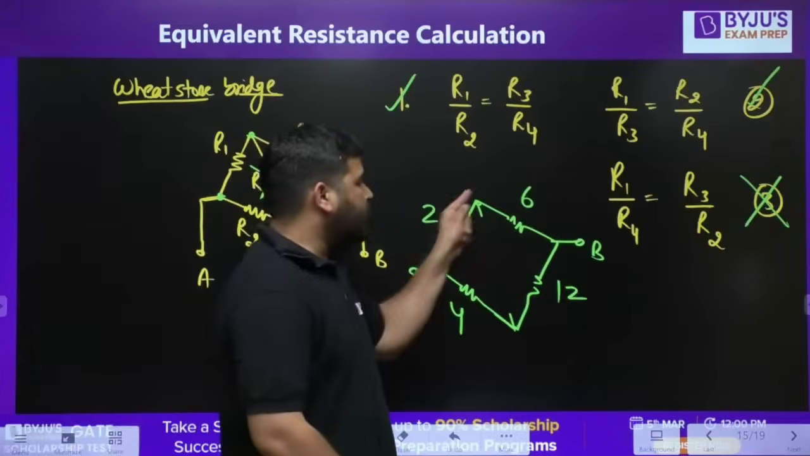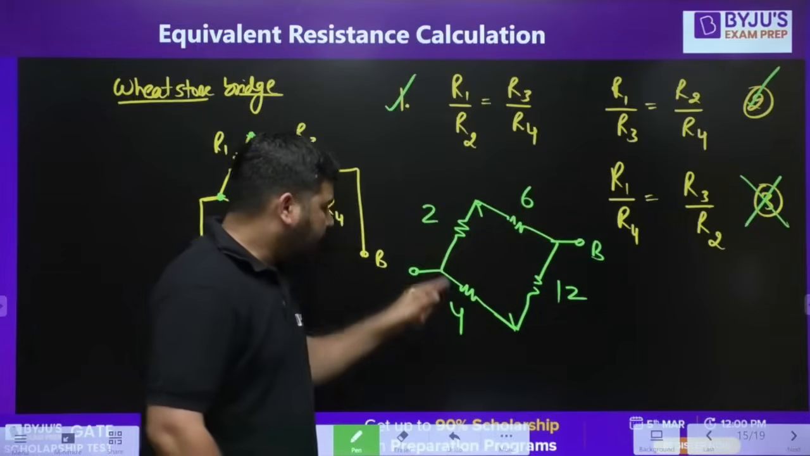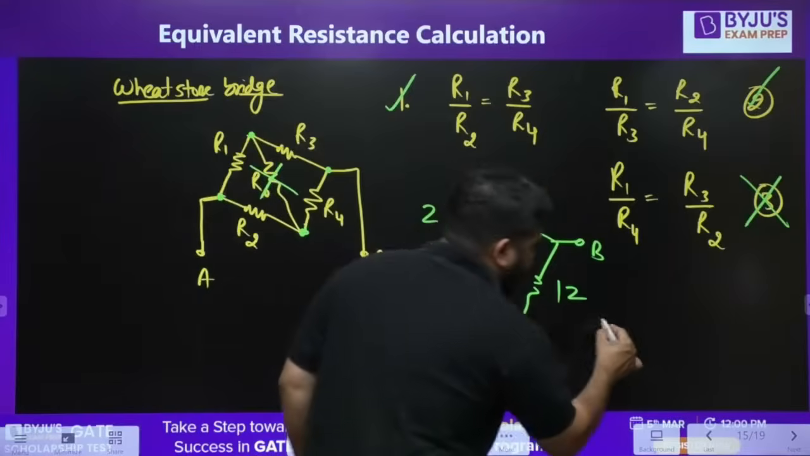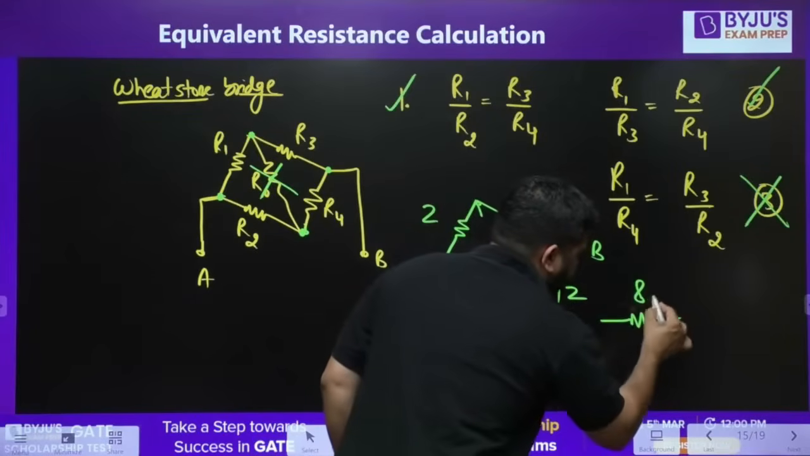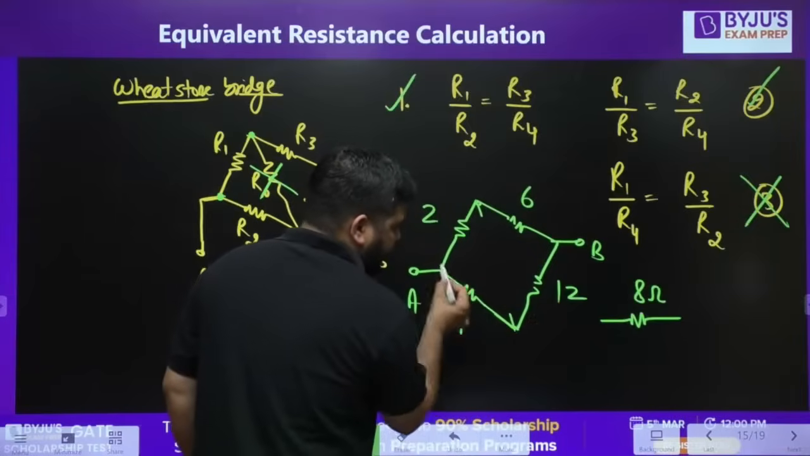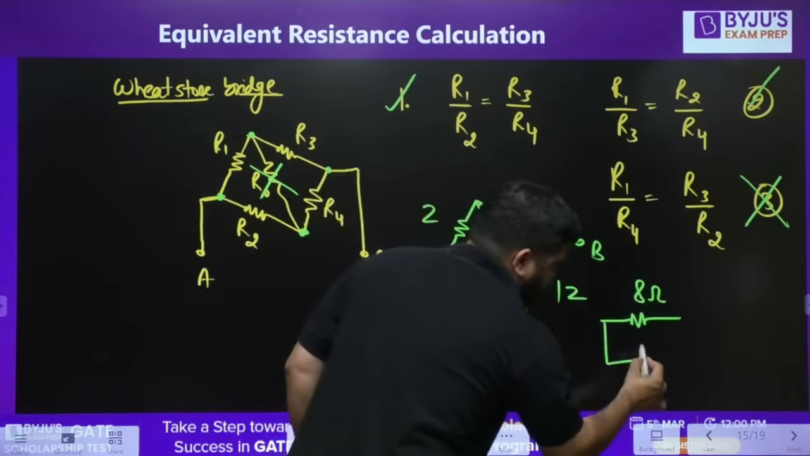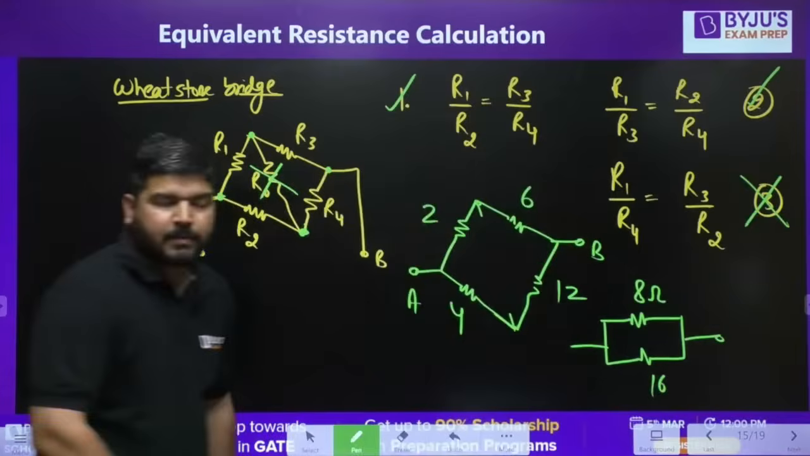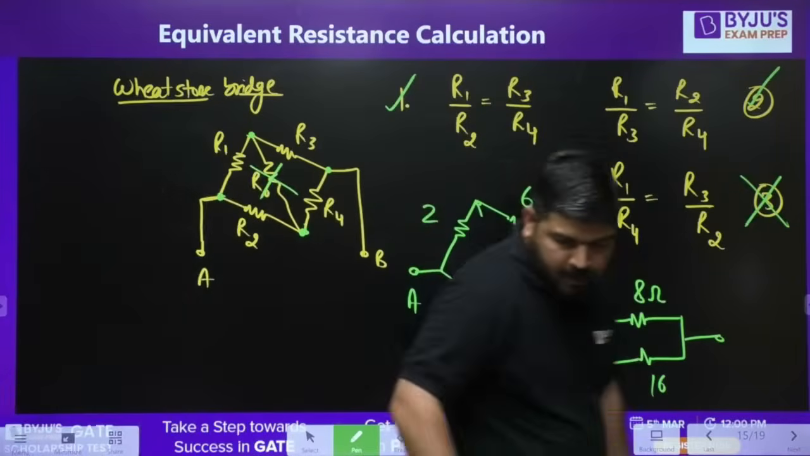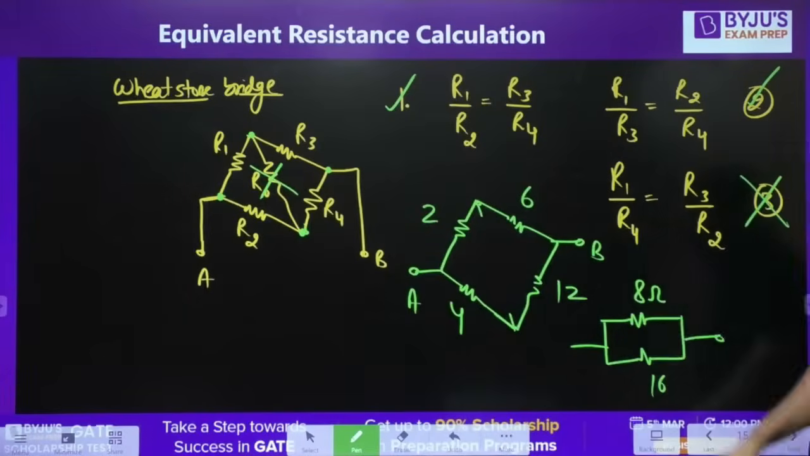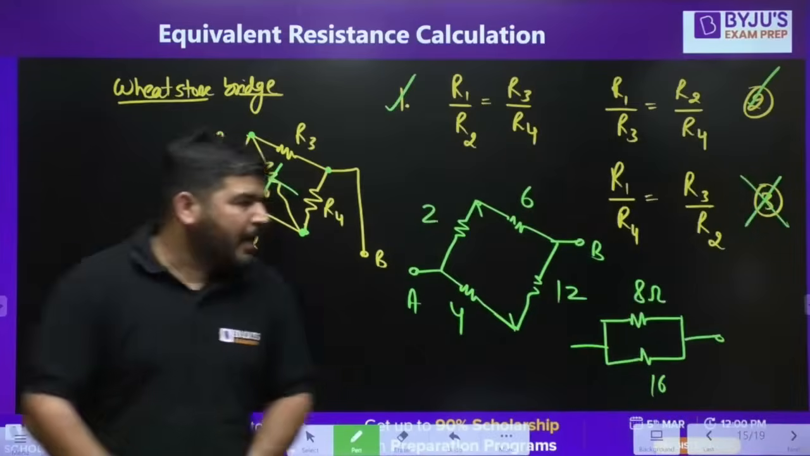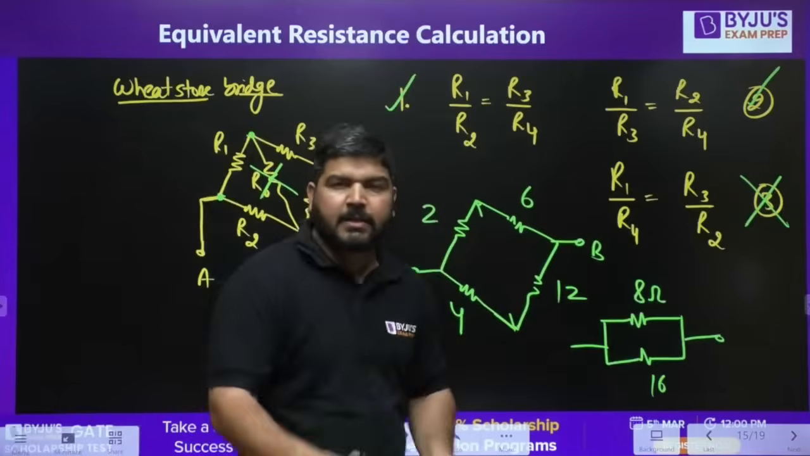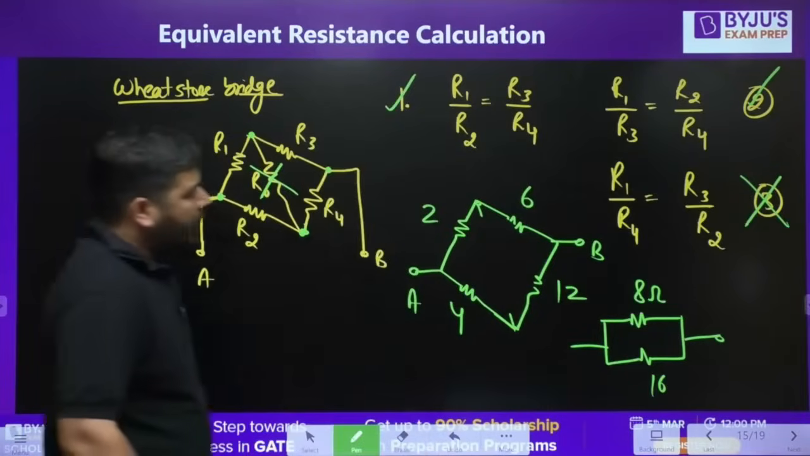Now you can see that this 2 and 6 are in series, and this 4 and 12 are in series. So you can write it as 8 ohm, and 12 plus 4 is 16 ohm, and you can calculate the equivalent resistance. Is it clear, guys? So if the bridge is balanced, you can always remove the bridge branch. It's easy peasy. I hope it is clear.